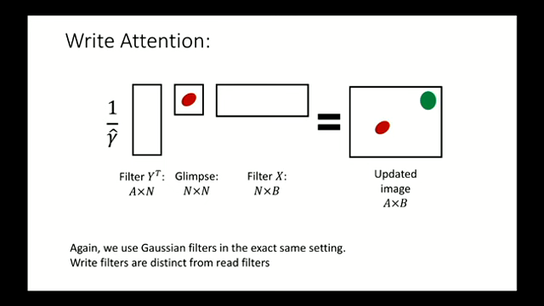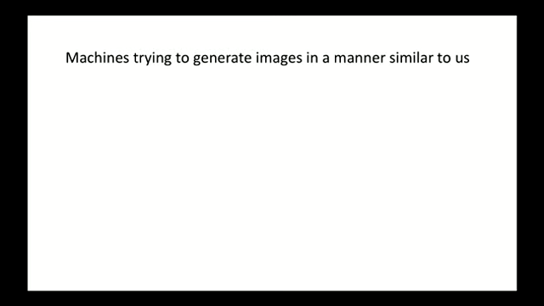Okay? So we are trying to basically enable machines to generate images just like us, and we have succeeded in attention. We know how to read attentively and write attentively. The next question is, how can a machine do iteration? And, oh sorry, how can it do feedback?